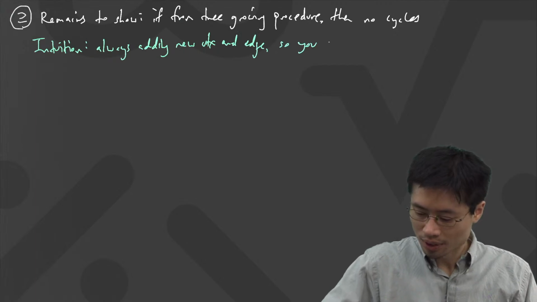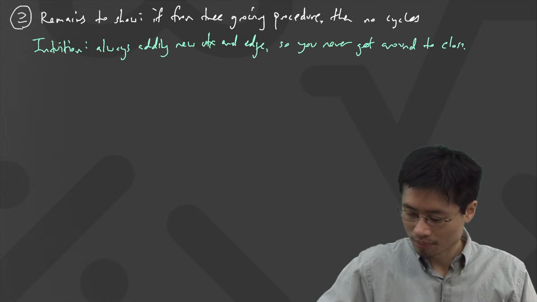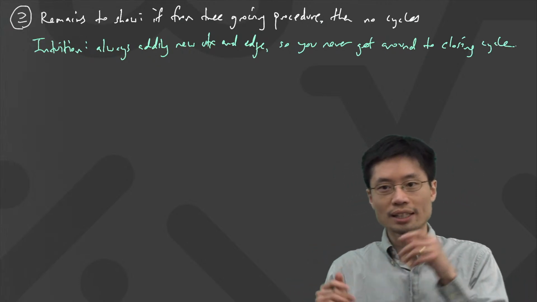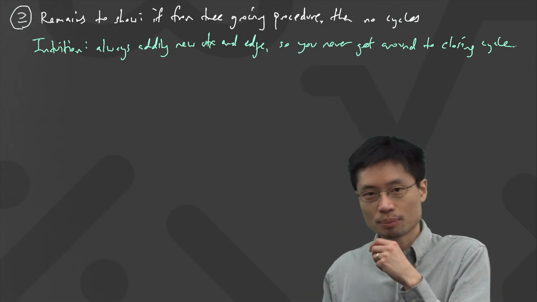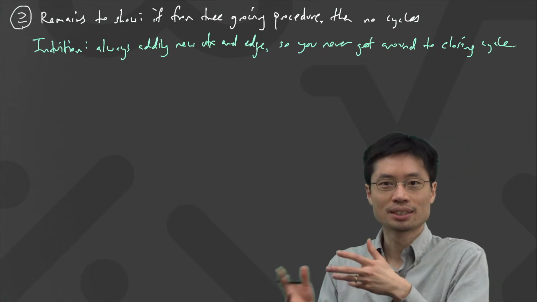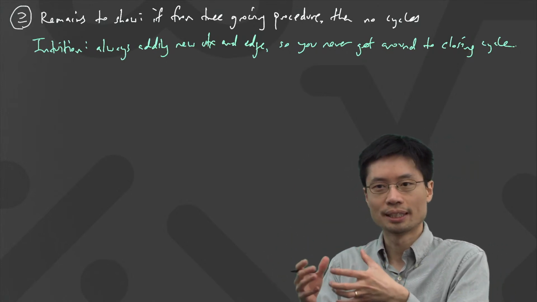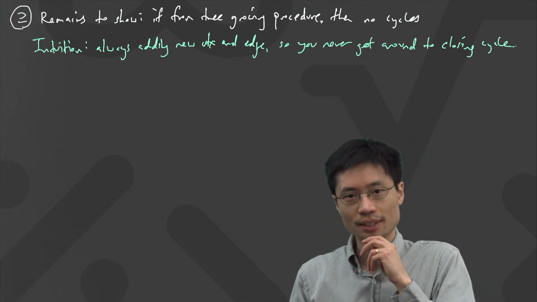So you never get around to closing the cycle. Okay, so that's right on the level of intuition. If you're curious what it might look like to give a rigorous proof of this, honestly, this is okay enough for me. It's like, yeah, it seems right. But I want to show you how, if you wanted to really say, but does that really mean you'll never close the cycle? Here's a way to think of it.